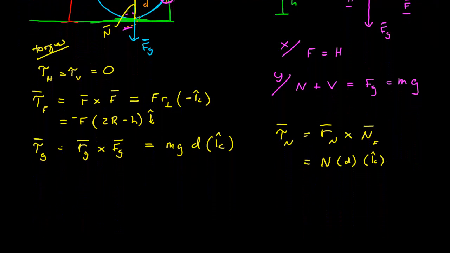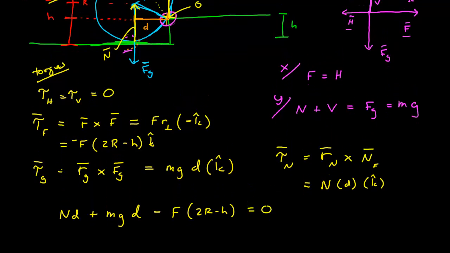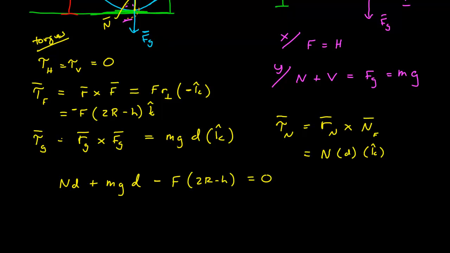All right. So now if I add all my torques together and say it's static, so my torques are equal to 0, everything is in the k direction, or negative k direction, and so I have normal force times d plus the force due to gravity, mg, times d, and then minus the pushing force, f, times 2r minus h, and this is now all equal to 0. Now, the normal force I find from up here.